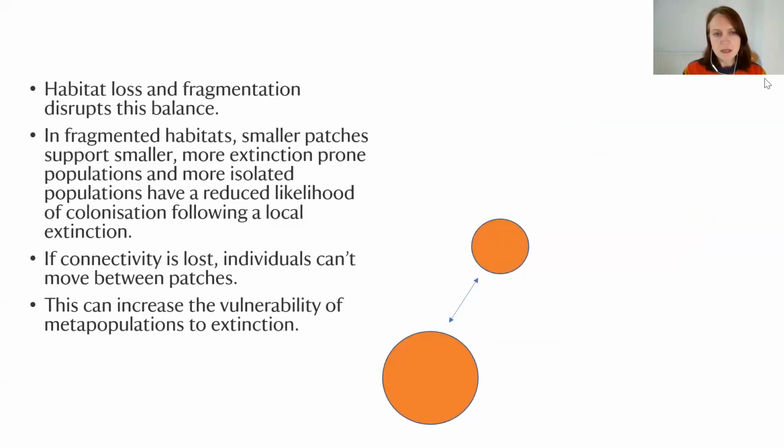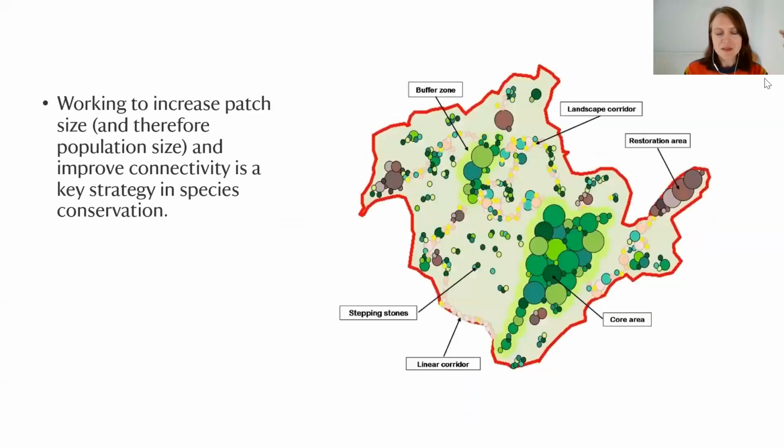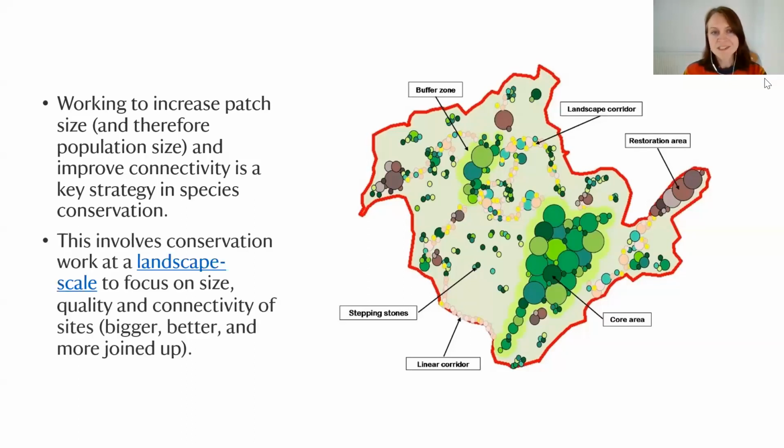So I just mentioned this really because it drives a lot of the conservation work for these species. It's all based on working to increase the patch size of these habitats, and therefore the population of a certain species within them, and also to improve connectivity. So thinking back to that more, bigger, better joined, it's really about increasing the size of habitat available and increasing connectivity within the landscape. And of course, this involves working at a landscape scale, which is what Stepping Stones is all about. Again, that bigger, better and more joined up.